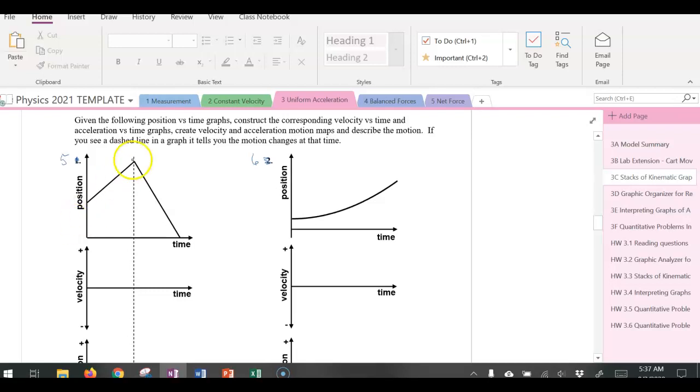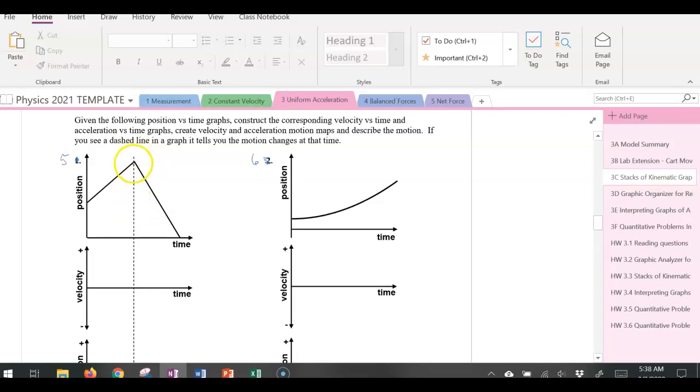And so they're giving me a position versus time graph. And I can see that this object starts at some positive position, right? It's above the origin. It first moves at a constant speed in the positive direction. I know that because it's linear, so the speed is constant, and it has a positive slope. So it's moving in the positive direction at a constant speed.